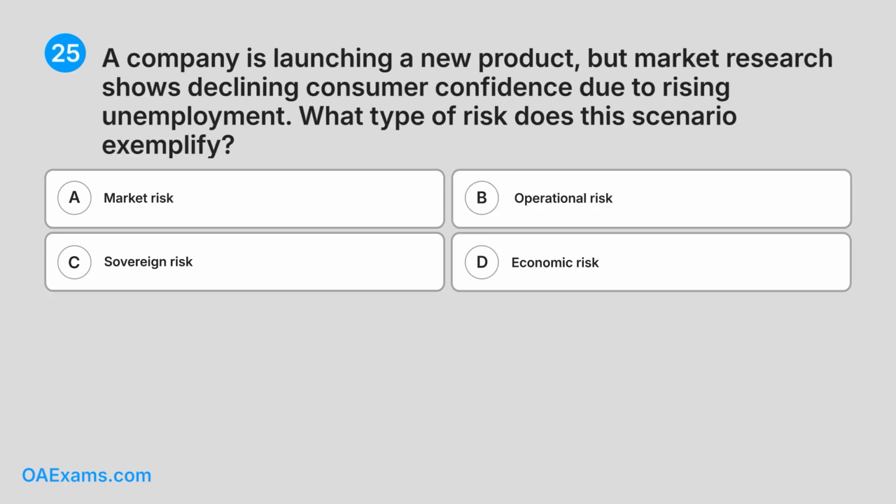25. A company is launching a new product, but market research shows declining consumer confidence due to rising unemployment. What type of risk does this scenario exemplify? A. Market risk. B. Operational risk. C. Sovereign risk. D. Economic risk. Can you guess the answer?